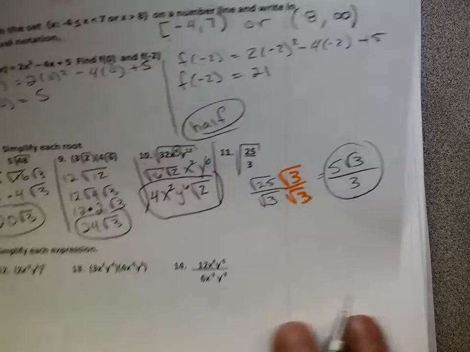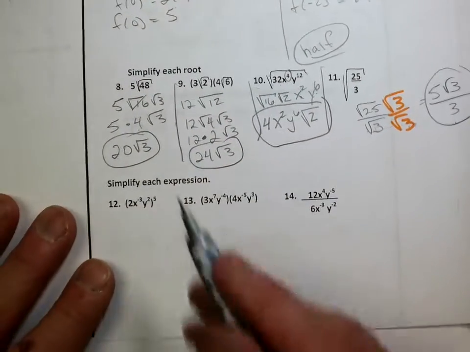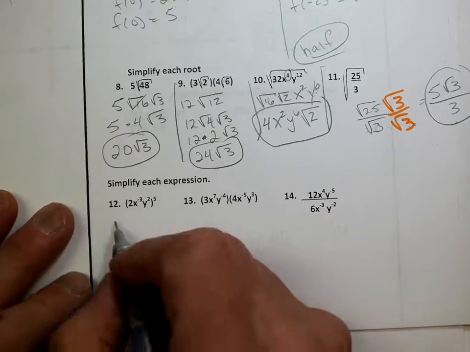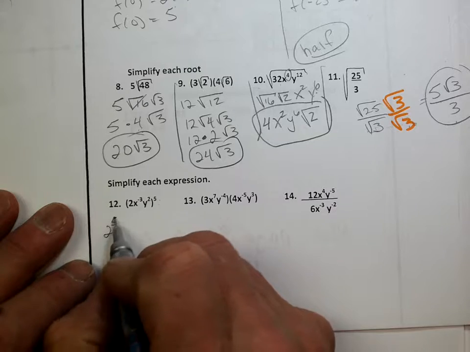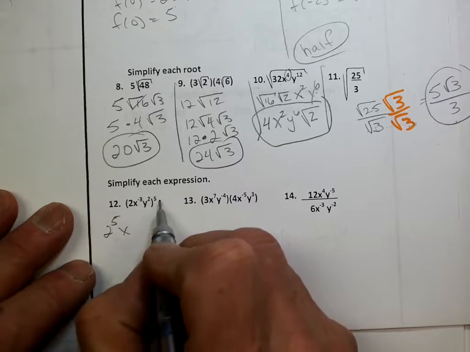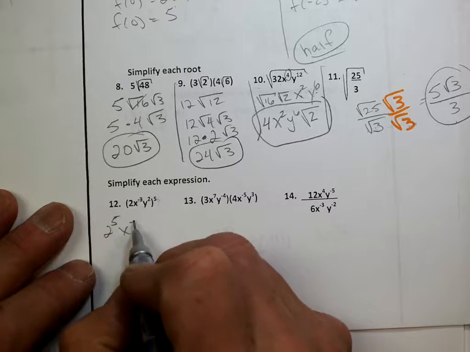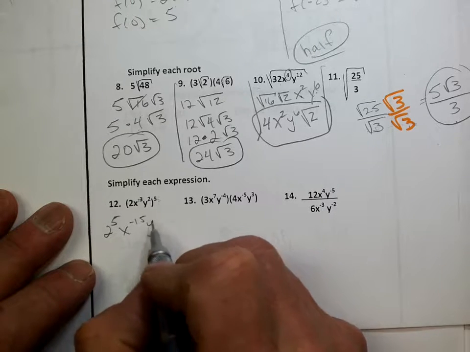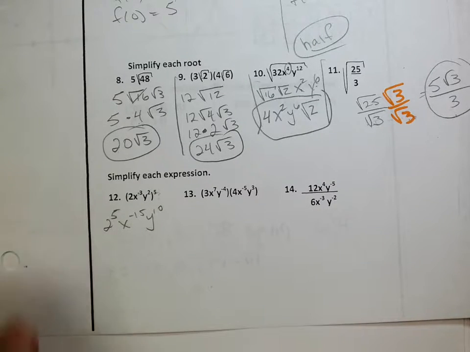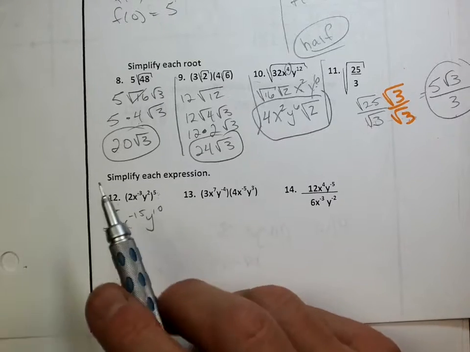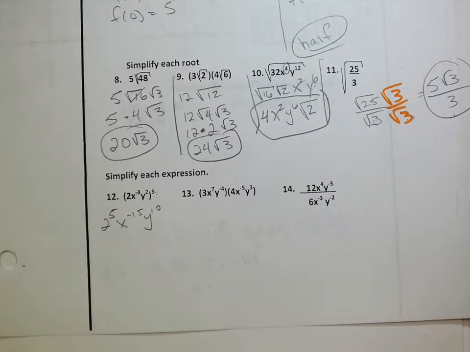All right, 12. This one's like our warm-up. I'm going to go 2 to the 5th power. x to the, multiply the exponents, negative 15, y to the 10th, all right? Now I can do more. 2 to the 5th power is not 10. It's 2 times 2 is 4, times 2 is 8, times 2 is 16, times 2 is 32.